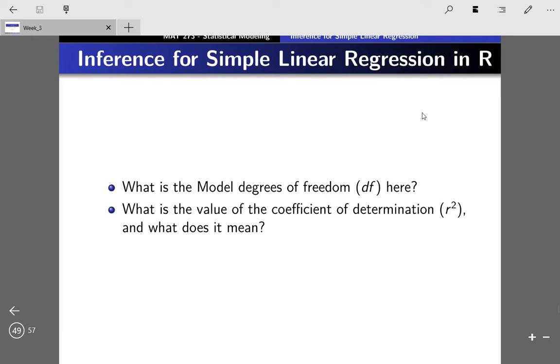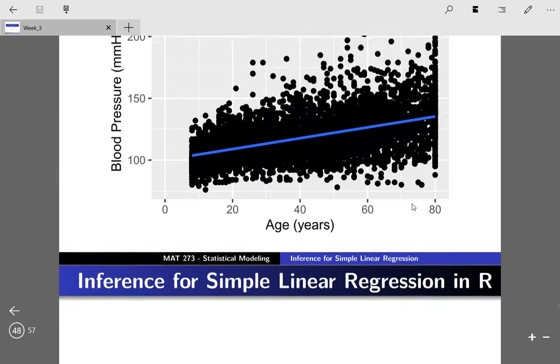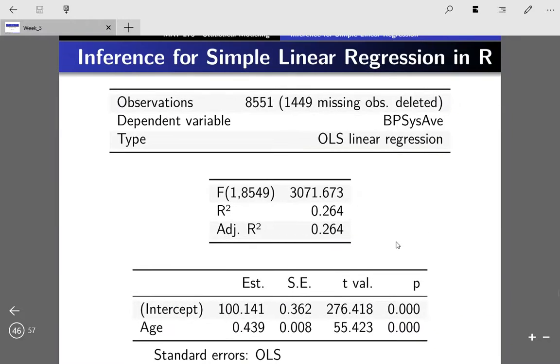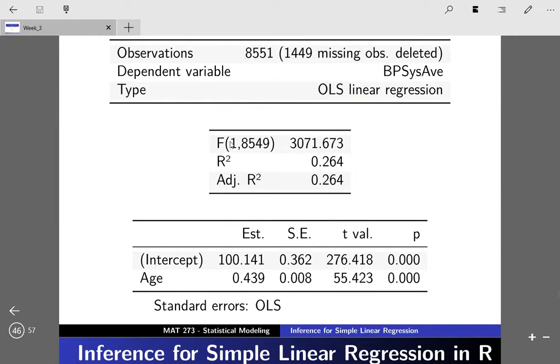So recalling all the way back to our ANOVA table, we had model degrees of freedom, and we also looked at the coefficient of determination. Here again from the regression output, this first value in the parentheses after this F is telling us our model degrees of freedom. So here it is 1. And that's actually always the case for all simple linear regression models. The model degrees of freedom is always 1.